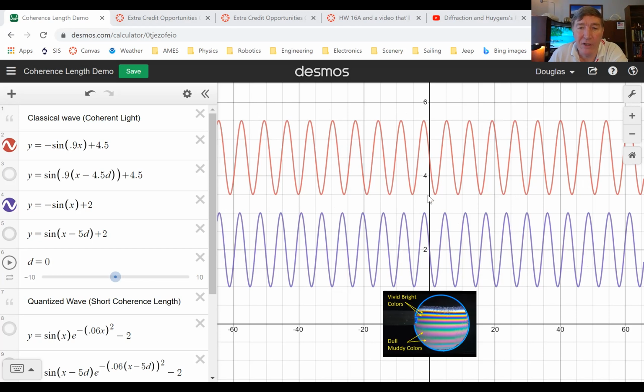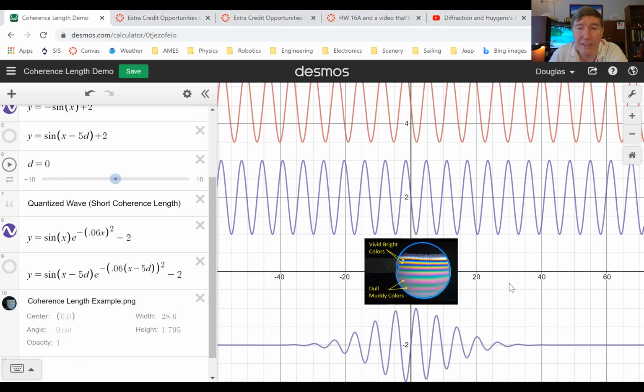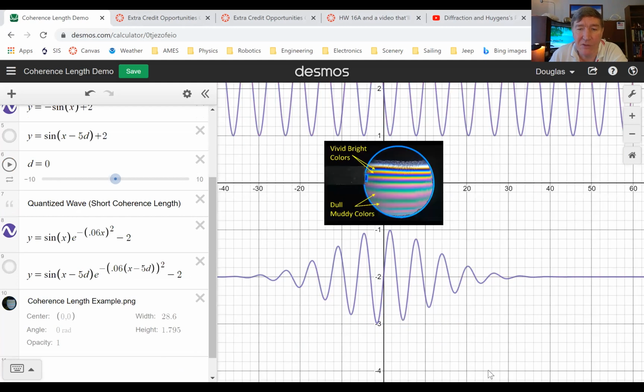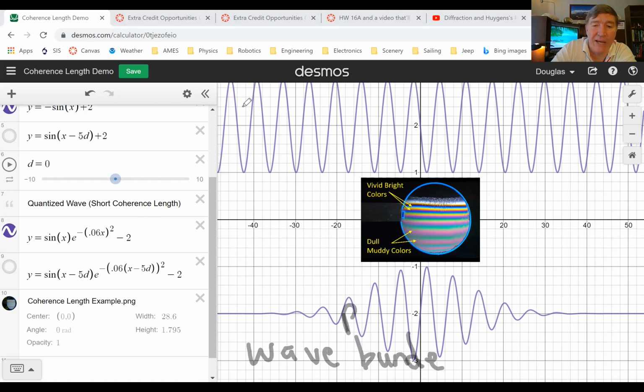So what we now know is that light is not a classical wave like that. Light is a quantized wave like this. This is what a light wave actually looks like. This is a little bundle of energy. We could call it a wave bundle, or if you want, you could call it a wave packet. I like to call it a wave burp. Okay, the official name is a photon. So light comes in little burps like this.